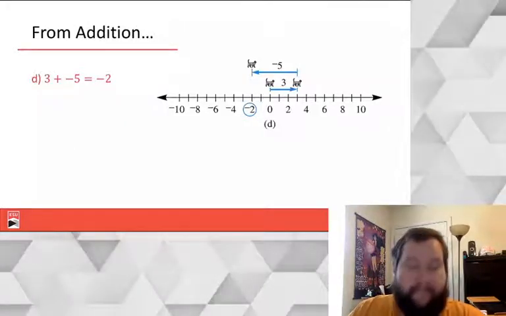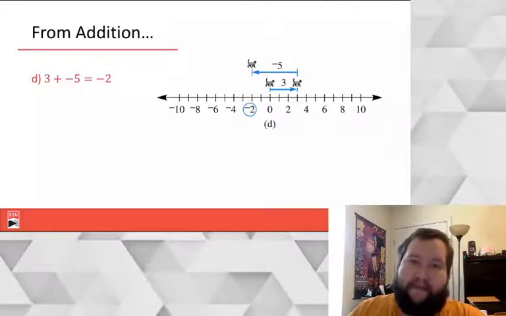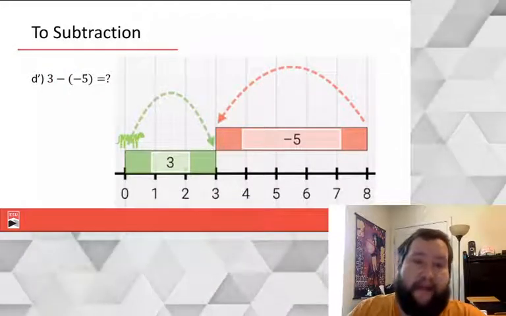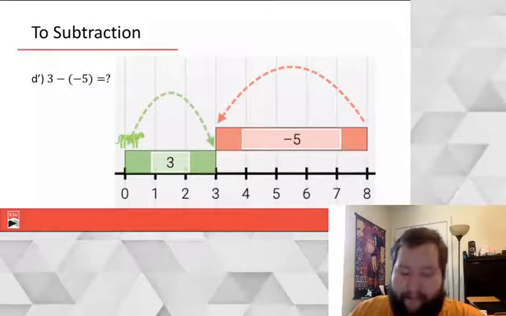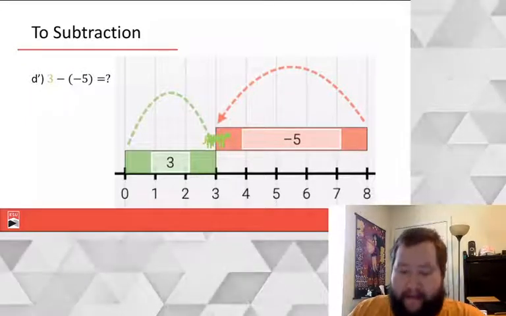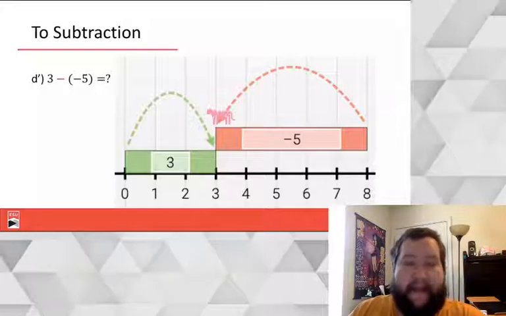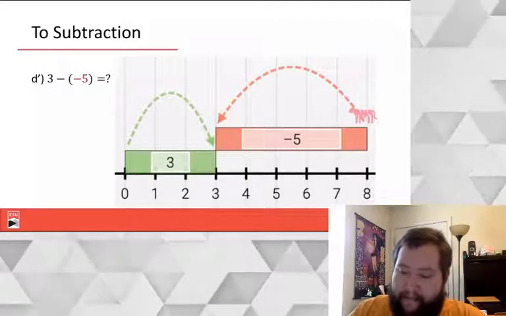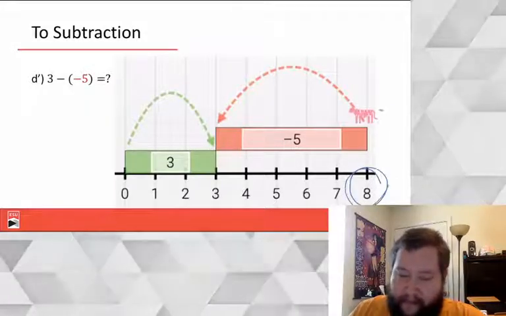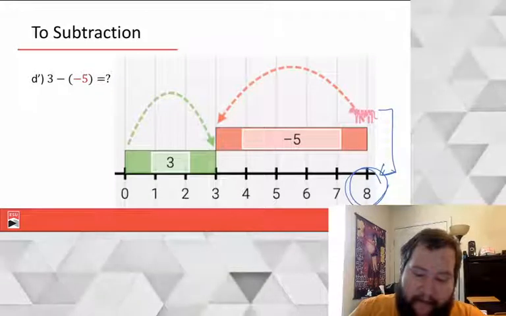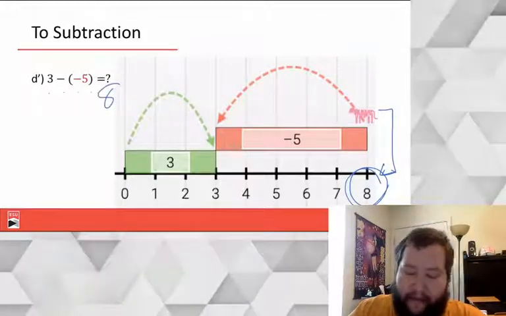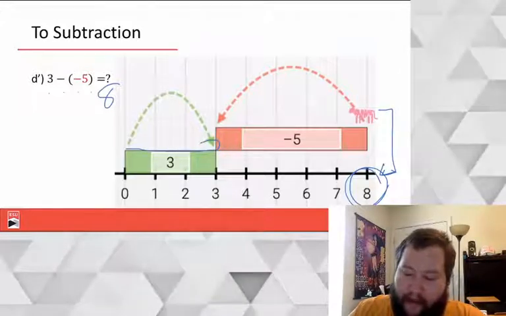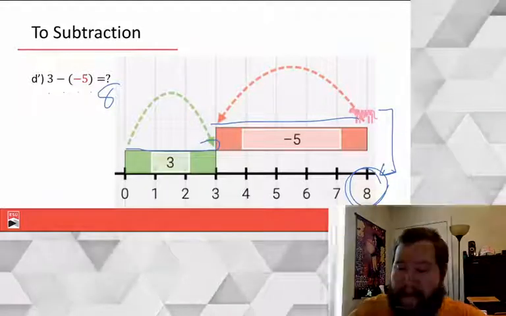So if we had 3 plus negative 5 equals negative 2, we get this, and so to model it with subtraction: first we have 3, we start at 0, and we move right 3. Then we get to a negative sign, which means we turn around, and then negative 5 means we walk backwards 5. And we end up at 8. So 3 minus negative 5 is 8. Because you start at 0, you walk 3, you turn around, and walk backwards 5. And you end up at 8.